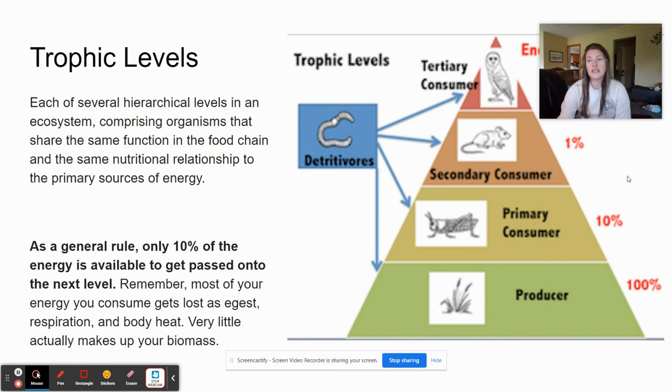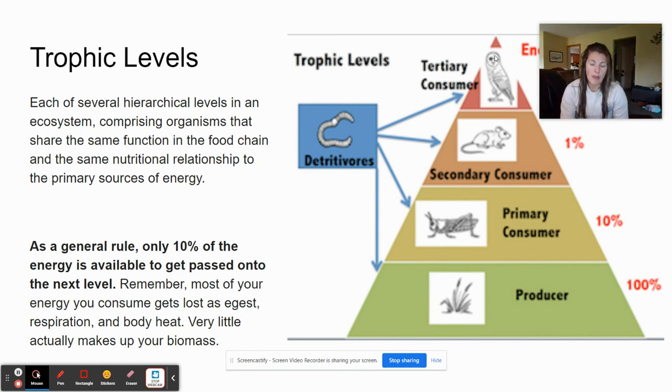So if we look at all these things, down below, we have our producers. Those are our plants. Our primary consumers are going to be that next level up. Those are all going to be herbivores. Next, we have the secondary consumers. These are carnivores and omnivores that are going to either eat these herbivores, or eat insects or anything like that. And at the top, we have tertiary consumers. Those are going to be typically strict carnivores. And as a rule, only about 10% of the energy gets passed on.